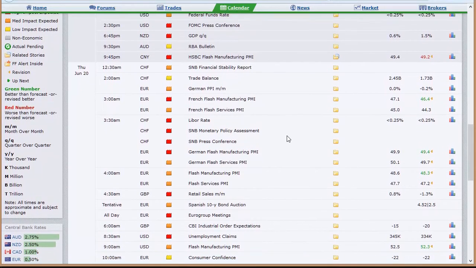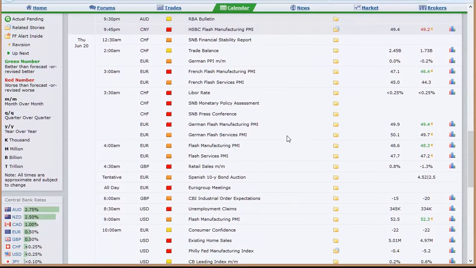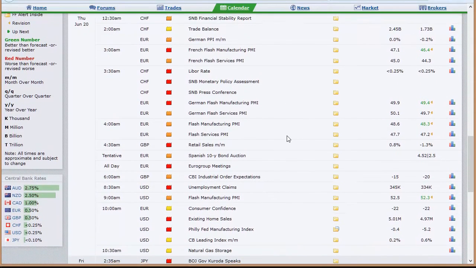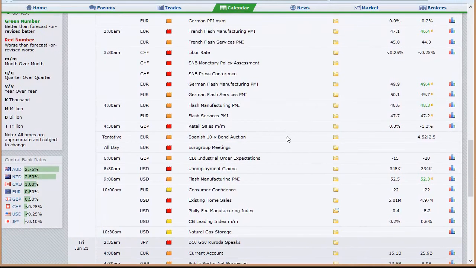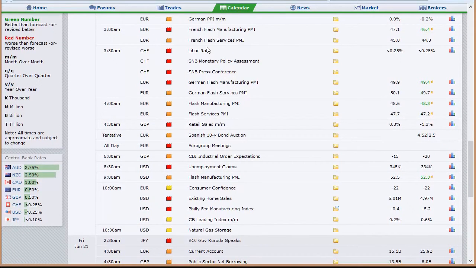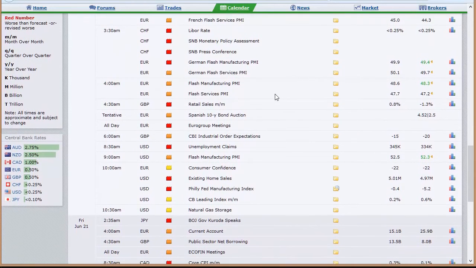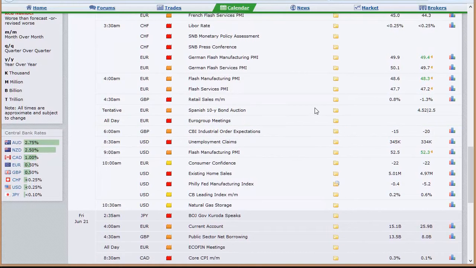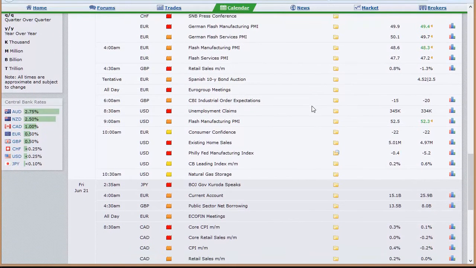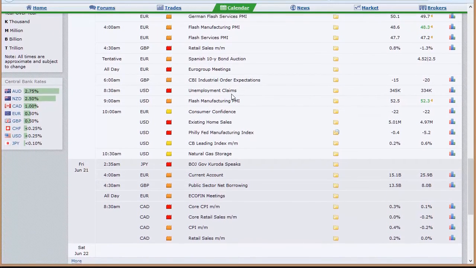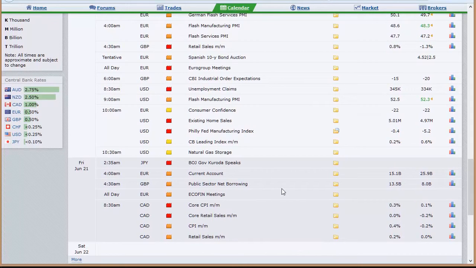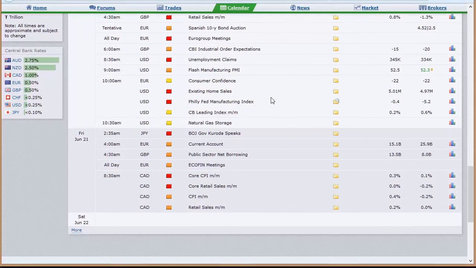China HSBC flash manufacturing PMI data, trade balance out of Switzerland, German PPI, French flash services and flash manufacturing PMI. Out of Switzerland, we get their LIBOR rate and press conference to go with it, and then the flash manufacturing data out of Germany and the broad European sectors. Retail sales out of the UK as well. This is all on Thursday when the US does their usual jobless claims data, and consumer confidence out of Europe that morning. And then existing home sales, Philly Fed, CB leading index, and natural gas data out of the US as well.